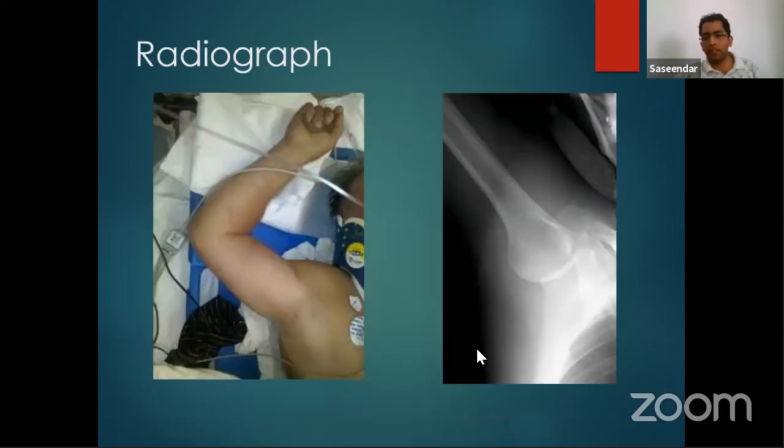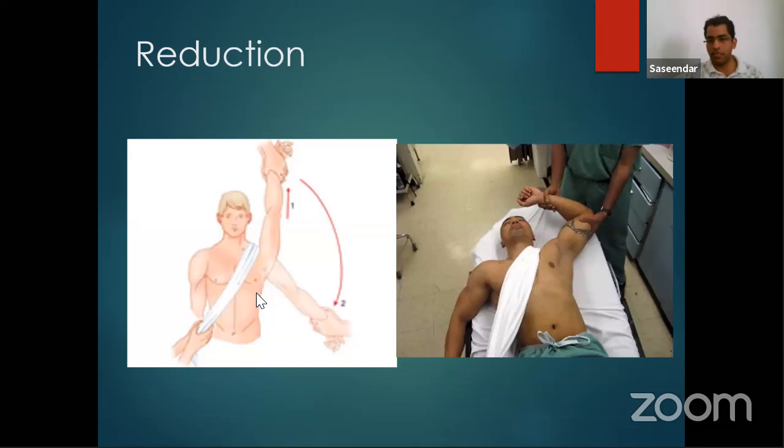Fine. This is how the patient comes to you. The head is lying inferior to the glenoid seat. This is the inferior margin of the glenoid. This is the glenoid articular surface. The head is beneath the glenoid. The arm is abducted. You do traction, countertraction, and you reduce it. Most of the time, it's successful.